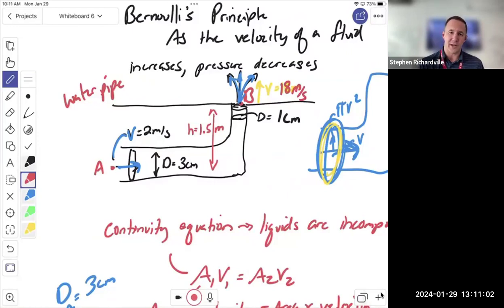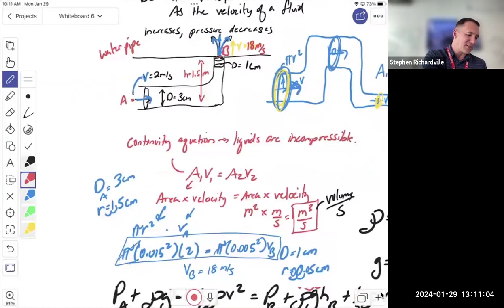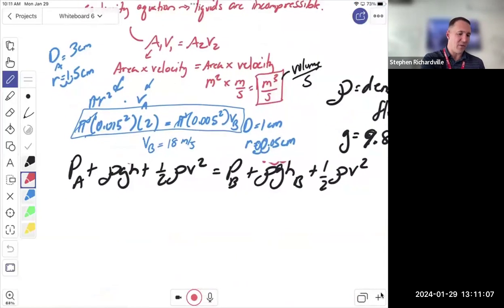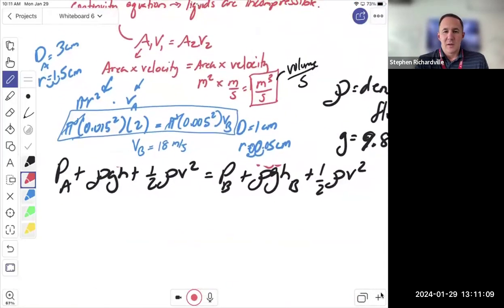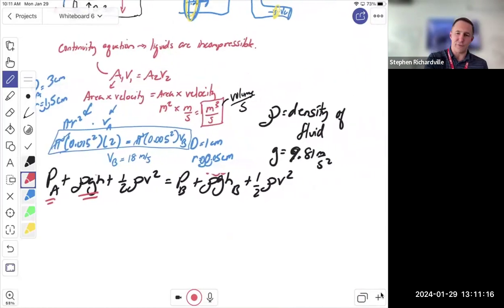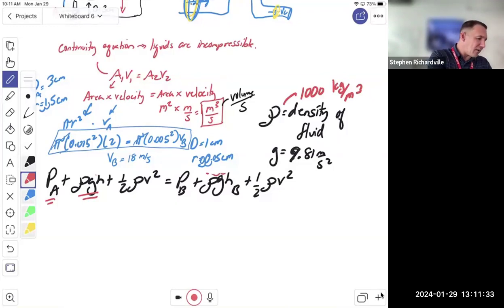So how do I find the pressure at A? Well, Bernoulli's equation is quite long. What in the world? The pressure at A plus rho g h. Now, what is rho? Rho is the density of the fluid. So for us, our density is going to be 1,000 kilograms per meter cubed. And that's also discussed in the pressure video. g is 9.81 meters per second squared. That's the acceleration due to gravity we've dealt with all year. v is velocity. So how could I apply this?